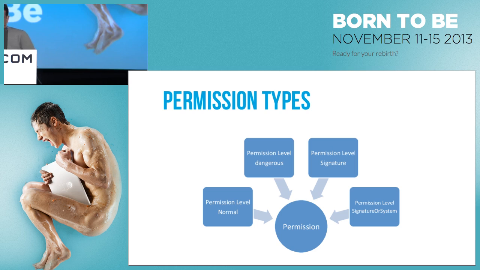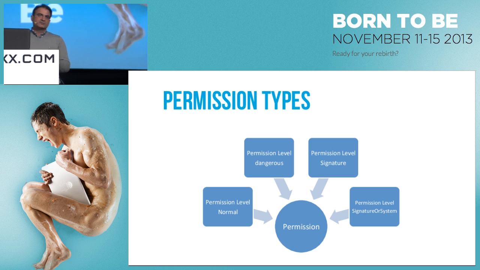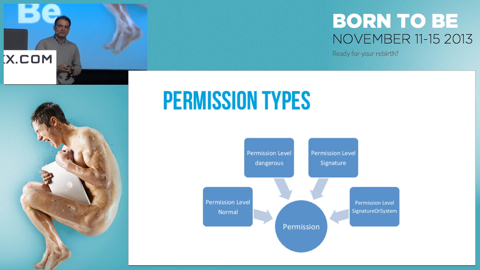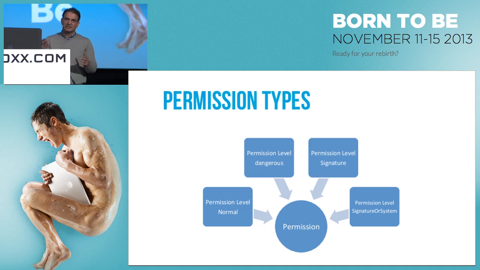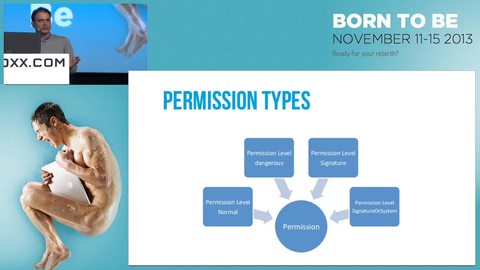And the fourth one is signature or system. These are the permissions for the applications which are packaged in the Android image. And it's also similar to signature. So if they are signed by the same certificate, usually you don't need to use them. Permission level signature is always enough to do whatever you need to do as a developer.